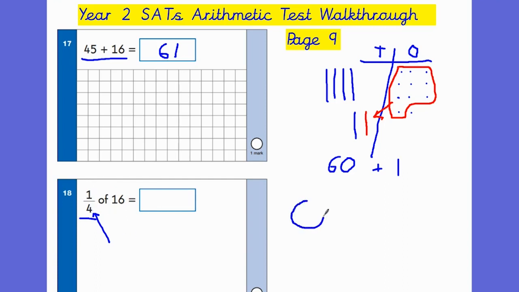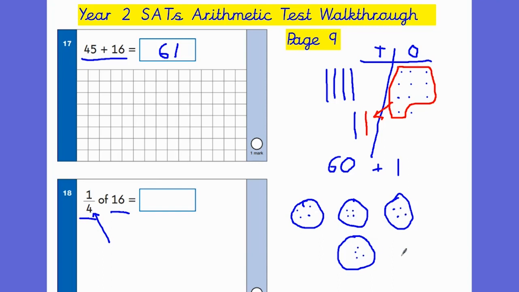So, I'm going to draw 4 groups. 1, 2, 3, 4, and the children should do this on their test paper. And then I'm going to share out my 16 sweets equally between these 4 groups. 1, 2, 3, 4, 5, 6, 7, 8, 9, 10, 11, 12, 13, 14, 15, 16. And just like with division, I want to teach the children that a quarter of 16 is going to be one of those groups.